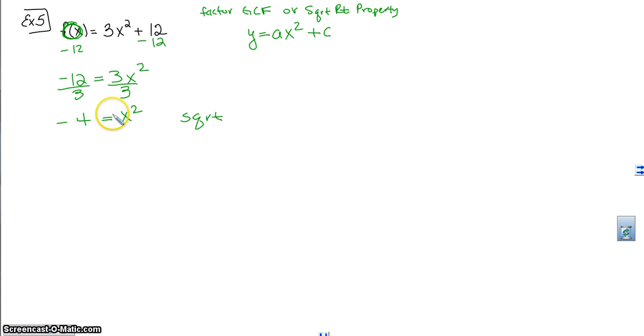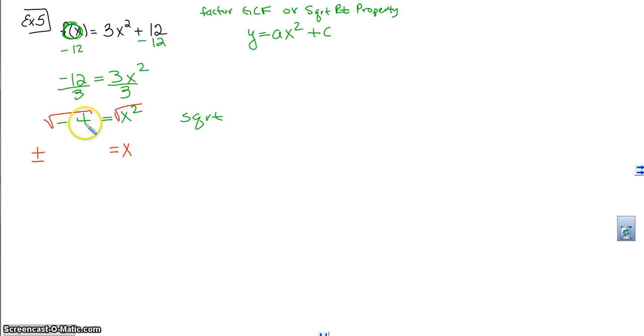Now, remember, if I physically have to take the square root, I'm going to get a plus or a minus, because I have to get two answers because of the fundamental theorem of algebra. If I look at my exponent, the highest exponent on x is 2. I must get two answers no matter what.